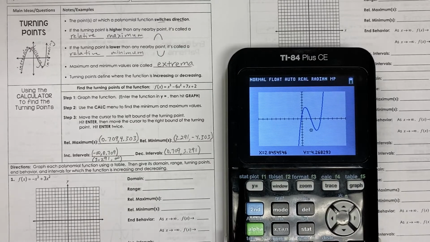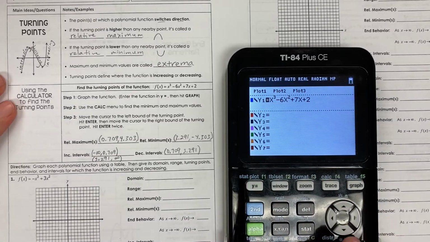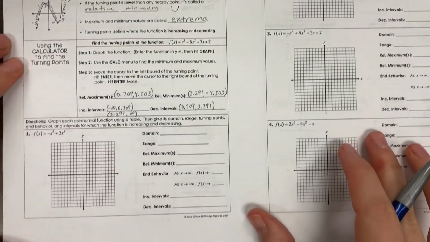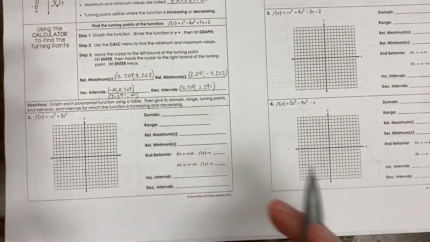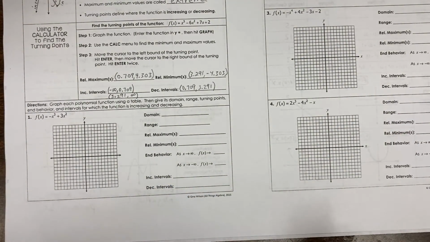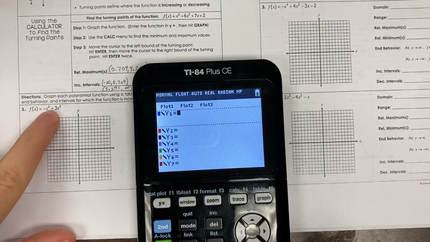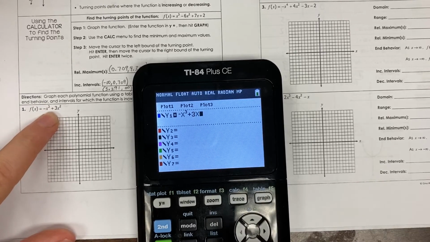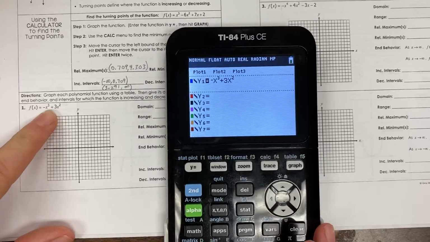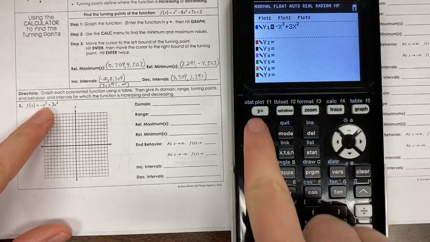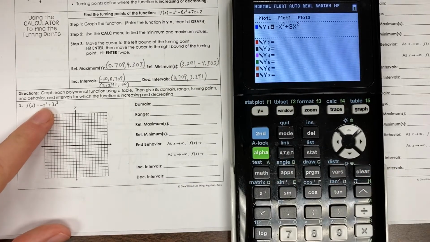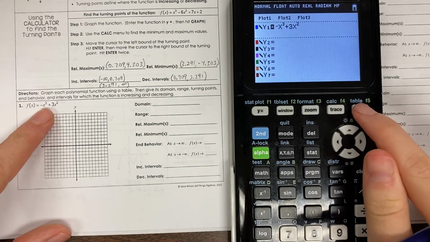So let's practice a few of these because I know it's a little bit tricky to wrap your brain around. And we also review domain and range in these, so that'll be helpful. All right, you start off by entering this function. So type that into your y equals screen, and remember y equals is right here. Type that in and hit graph.